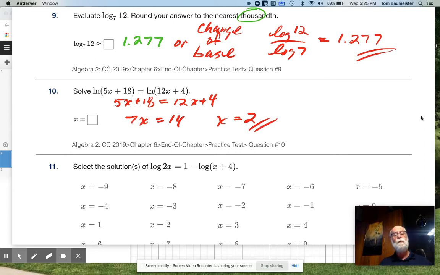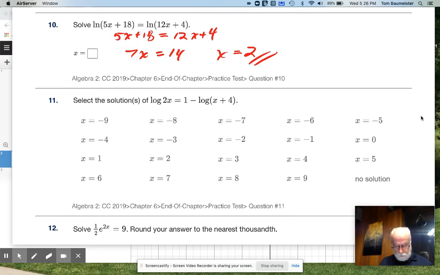Okay, remember on these ones here, when you plug it back in, if you end up with a negative in this area here, it won't work, all right? Even here, okay? So remember that, because that's what's going to happen on this next problem.